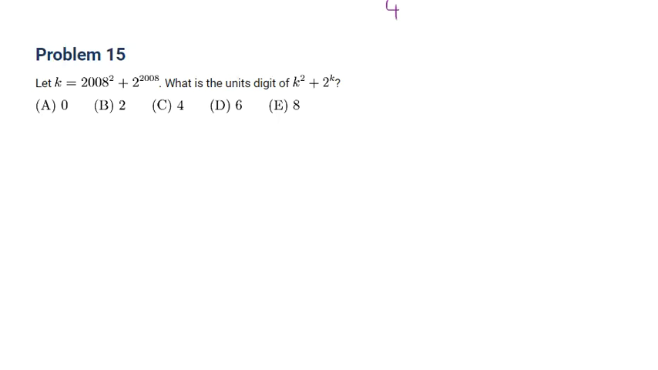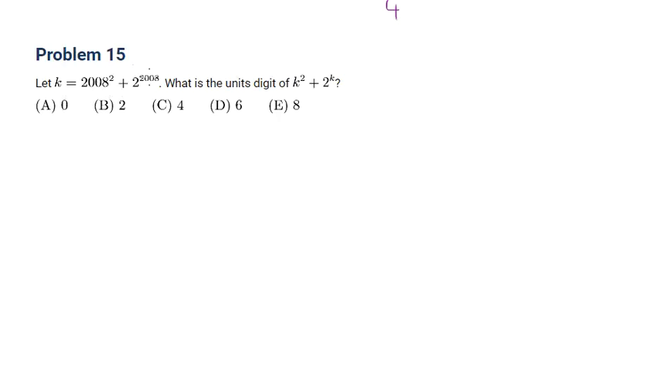Next problem. Let k equals 2008 squared plus 2 to the 2008. Okay, what's the unit digit of k squared plus 2 to the k? So this is number theory. Let's see.